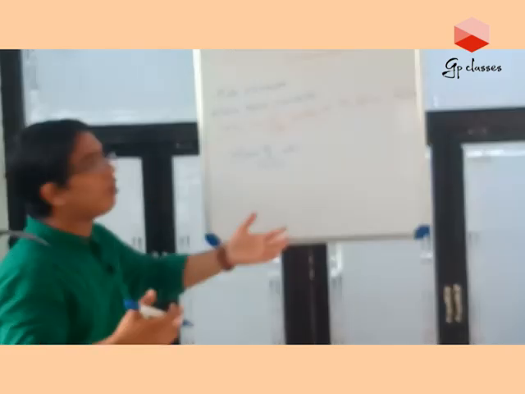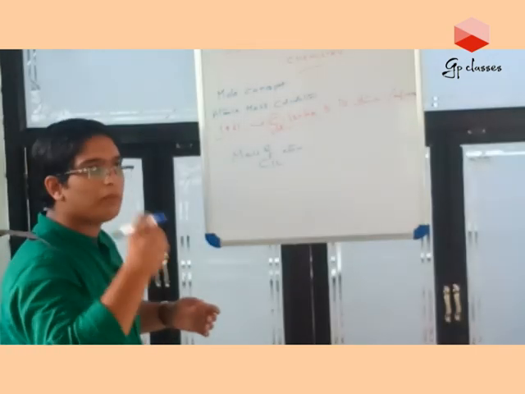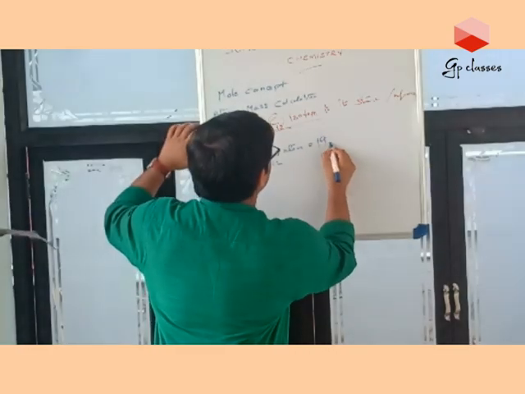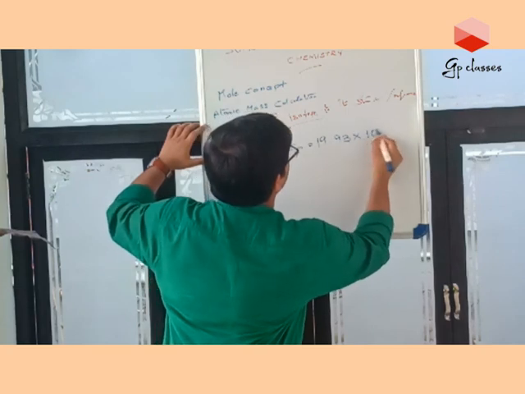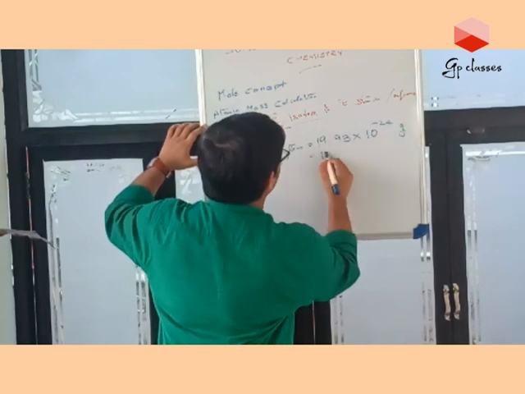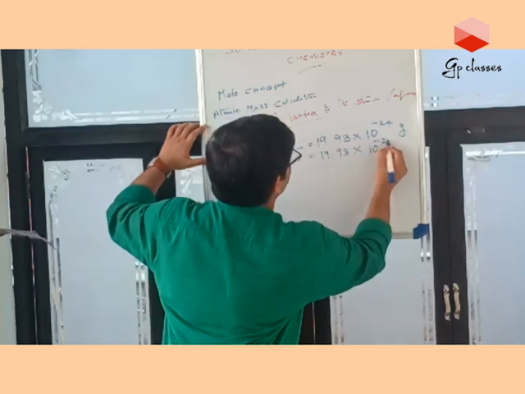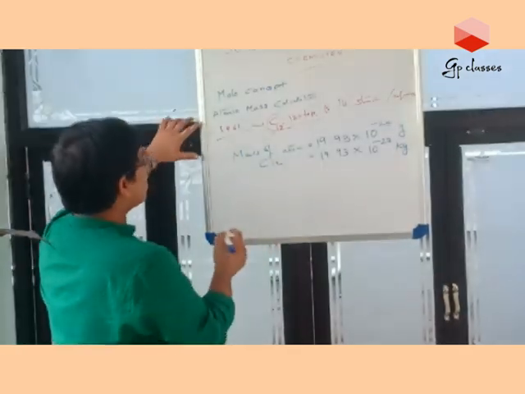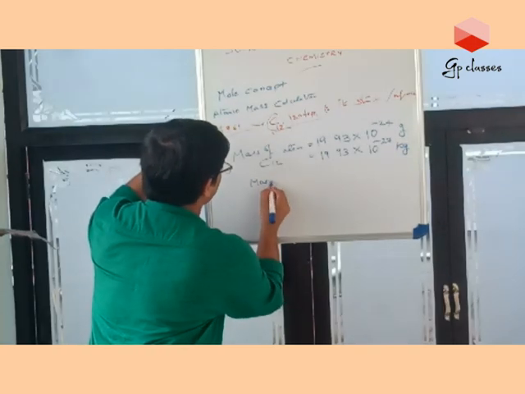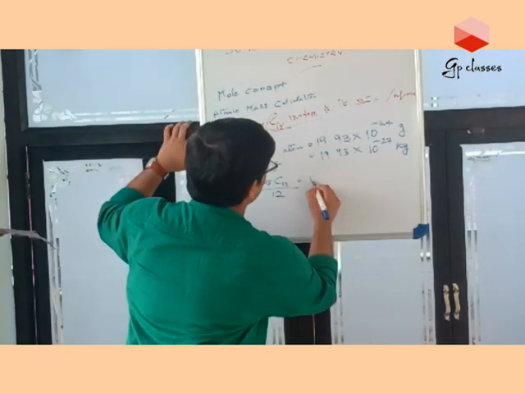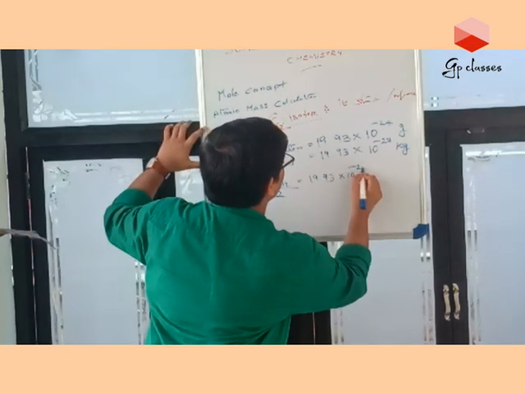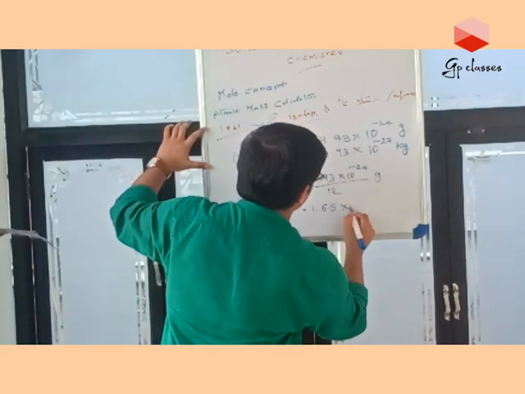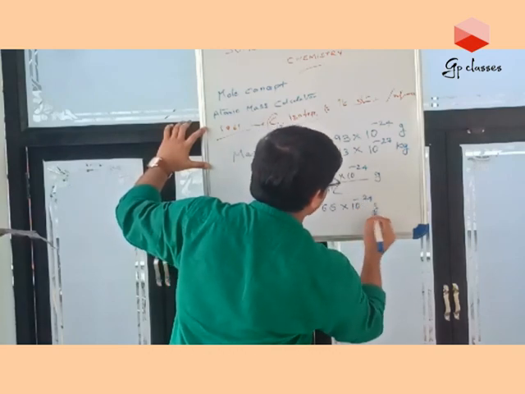Nowadays science has grown a lot, so there are equipments to find the mass of atomic particles. So the mass of a carbon 12 atom in grams is equal to 19.93 into 10 raised to minus 24 grams, or we can write 19.93 into 10 raised to minus 27 kilogram. This is the mass of a single carbon 12 atom. Let us look at the mass of carbon 12 divided by 12, that is 19.93 into 10 raised to minus 24 gram divided by 12. You will get 1.66 into 10 raised to minus 24 grams.